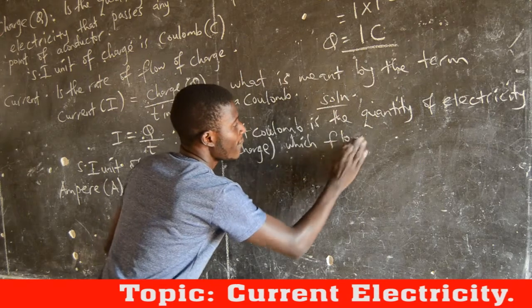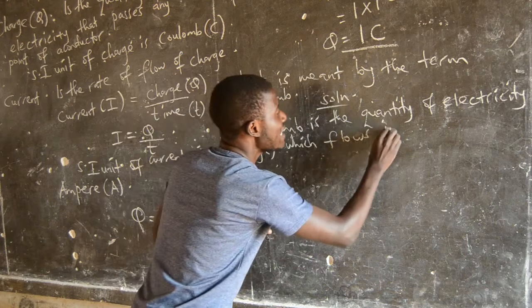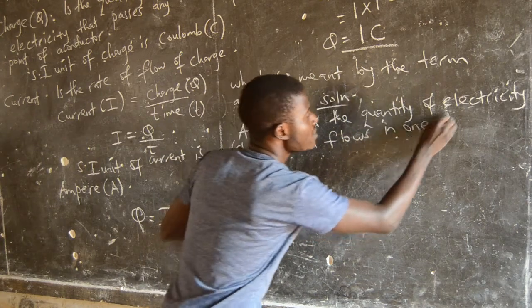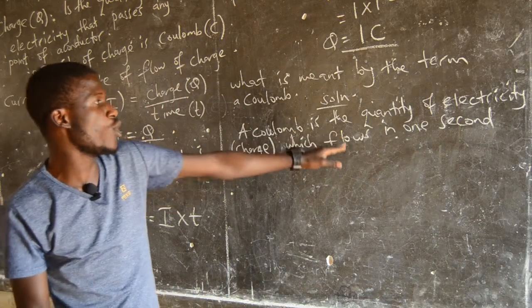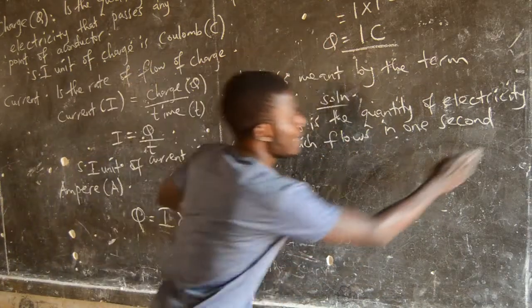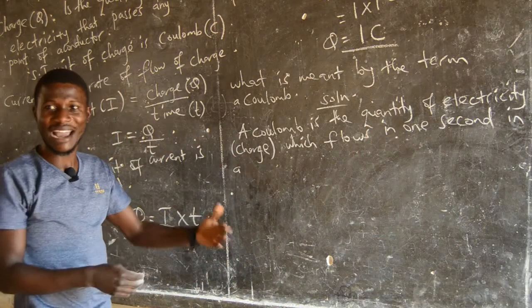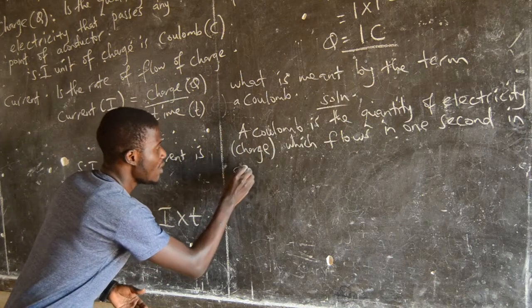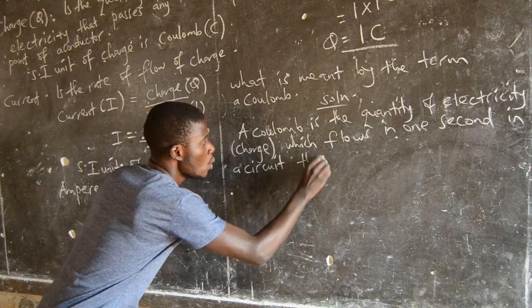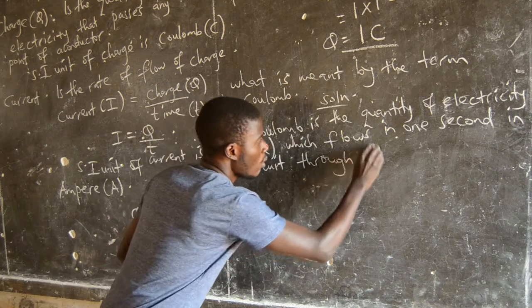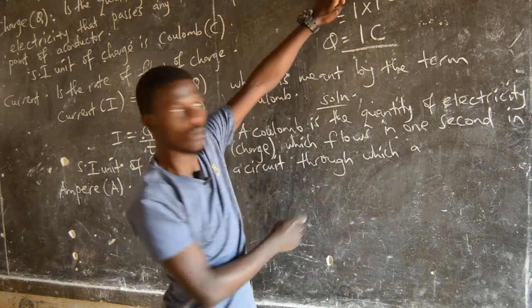flows in 1 second. It is the quantity of electricity, or the charge, which flows in 1 second in a circuit, or in a conductor, through which a current. Remember, current is 1 ampere and time is 1 second.